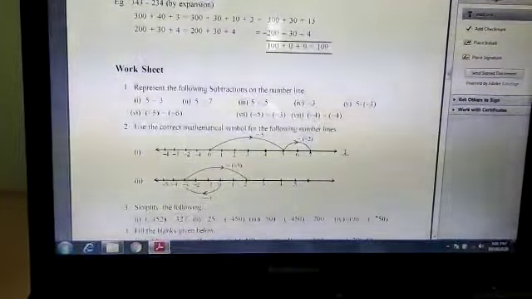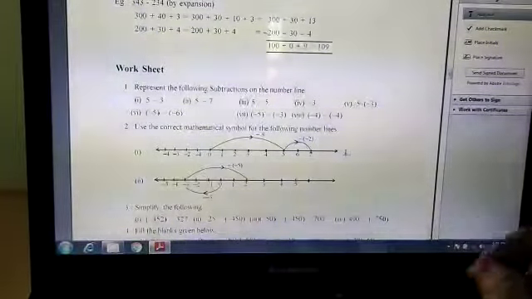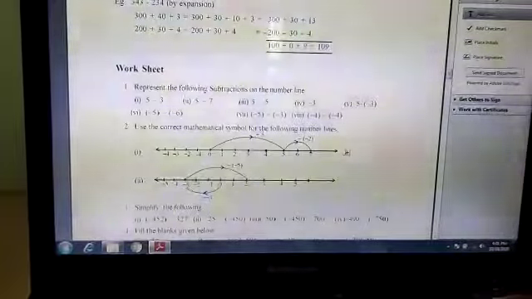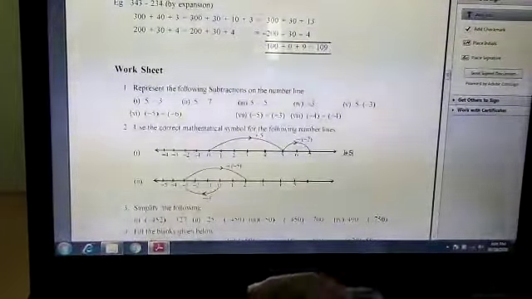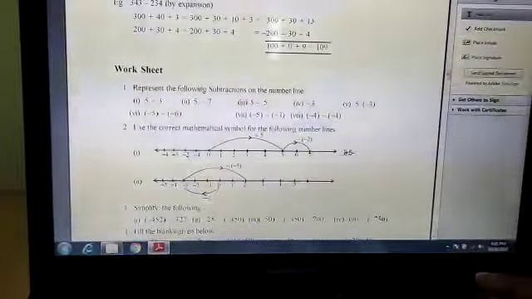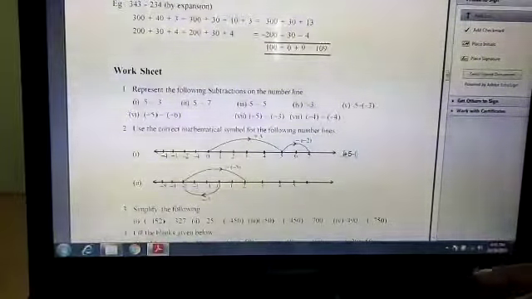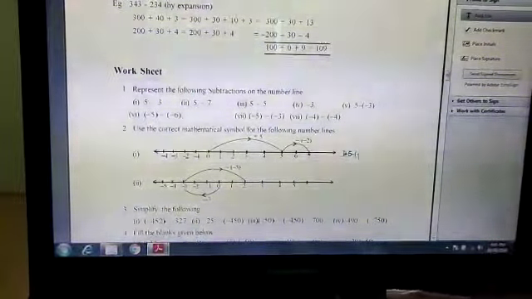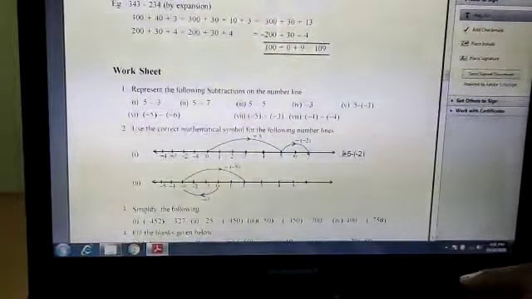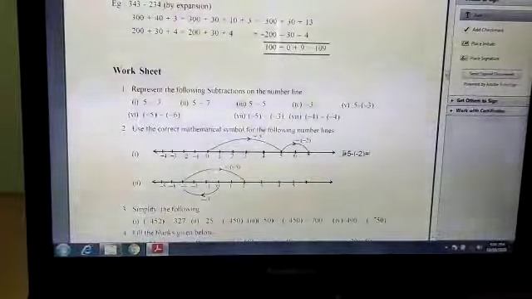So what will be the answer? See, how do you write the answer for this one? Plus 5, from plus 5 minus of minus 2 will be equal to how much?